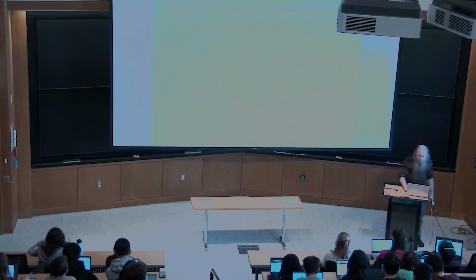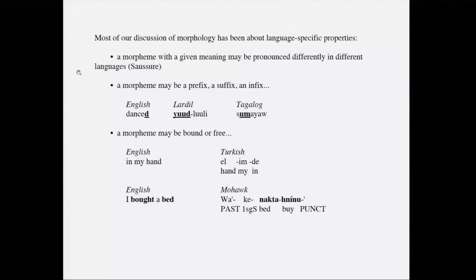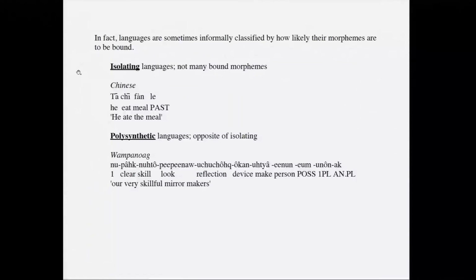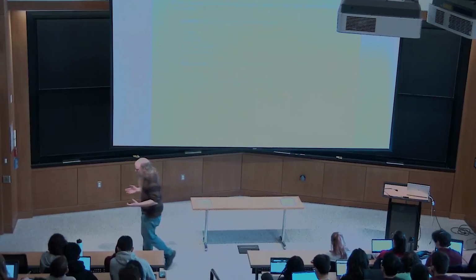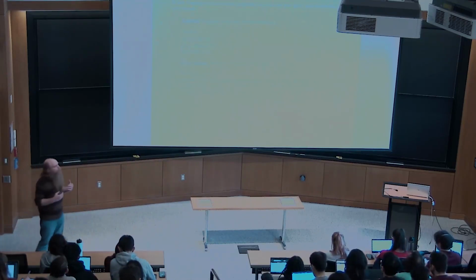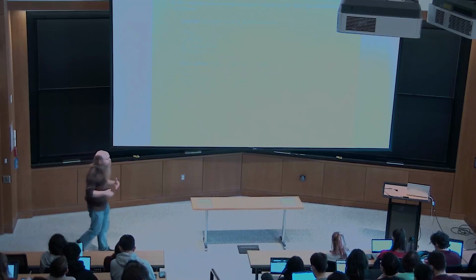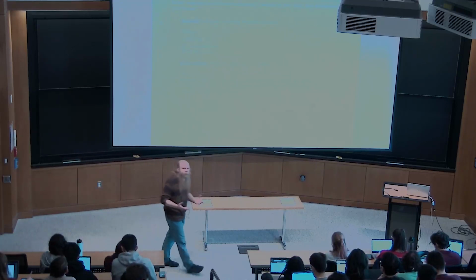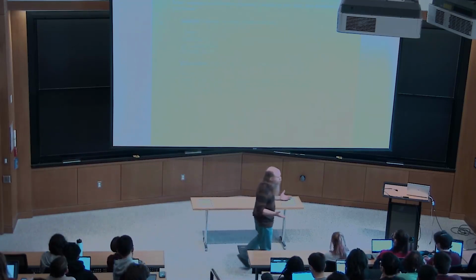Okay, so languages can vary with respect to how their morphemes are pronounced, whether they're prefixes or suffixes or other things, and whether they are bound or free. Languages are sometimes informally classified by how likely their morphemes are to be bound. And when I say that they're informally classified in this way, what I mean is it's probably hopeless to try to tightly define what this means. But this is a quick and dirty classification that you will hear people use.